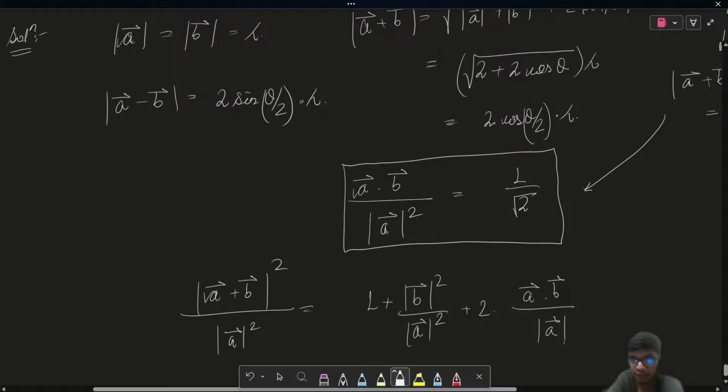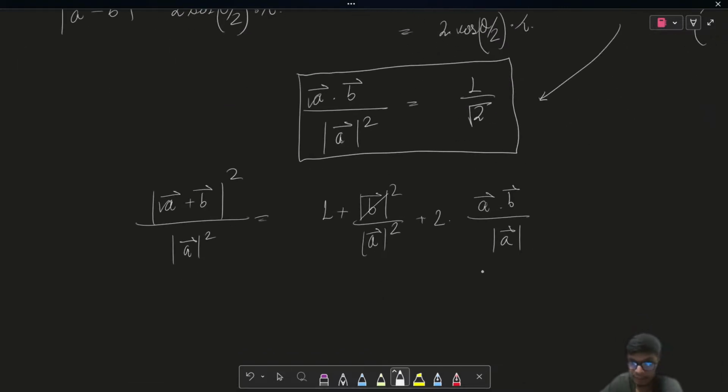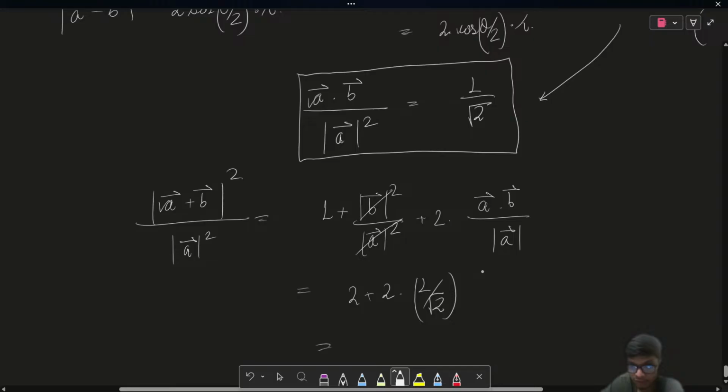So if I just now evaluate this, we know that A vector and B vector have the same magnitude, so this is going to be 1. So this is 2 plus 2 times 1 upon root 2. So this I can evaluate, and the final result is going to be 2 plus root 2. So I hope you are able to get to this answer.